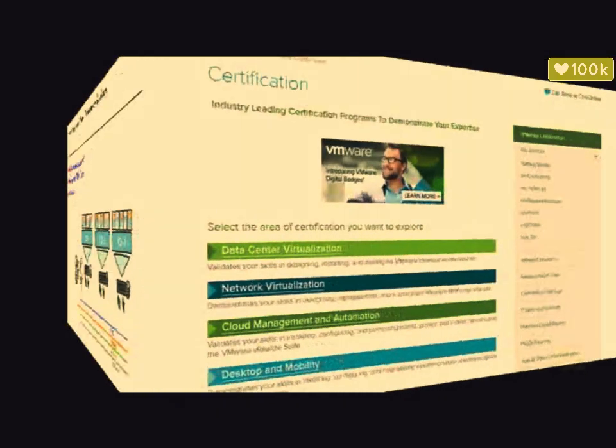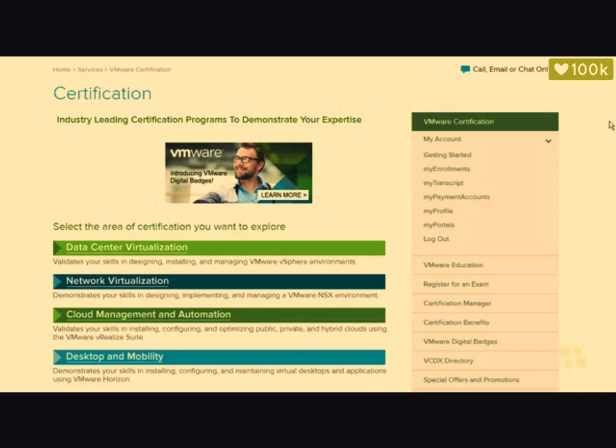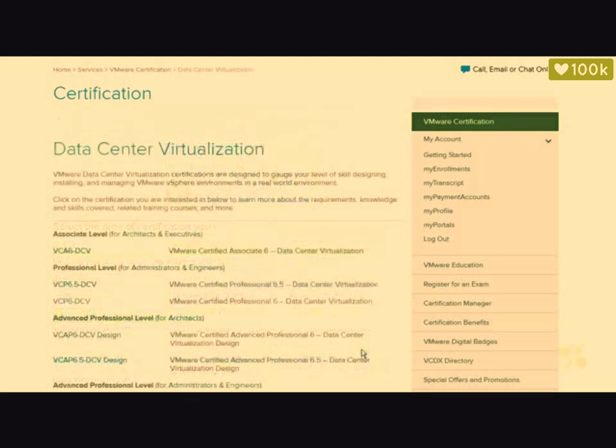So currently I've logged on with my account at mylearn.vmware.com, and I've clicked on the VMware certification link. And then it lists the various tracks regarding certification. So if we click on the link for Data Center Virtualization, here it'll list the associate, professional, and advanced level certifications that VMware offers for individuals to get. Also here it's going to list the requirements.